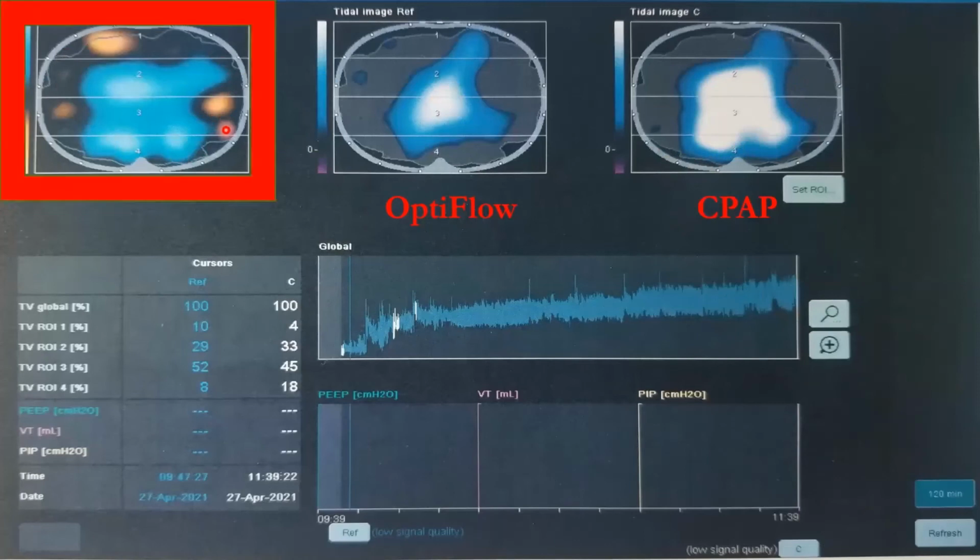And you have the functional residual capacity. We weren't connected to a Draeger ventilator, so we didn't really have the numbers here, but this upward trend means that we're also recruiting end expiratory lung volume, 8 to 18% at the dorsal region.